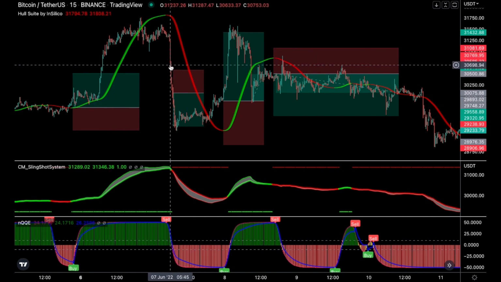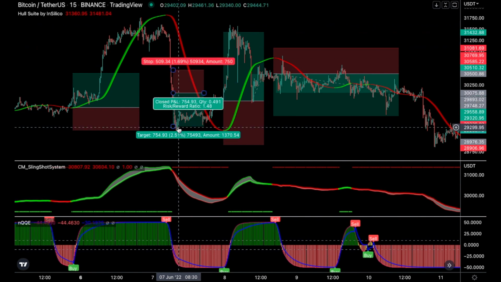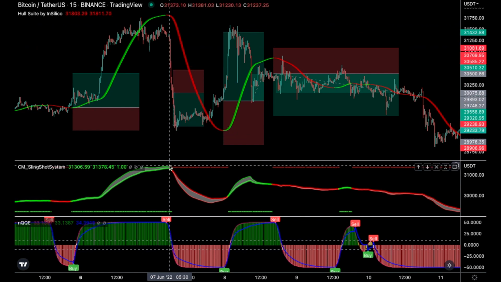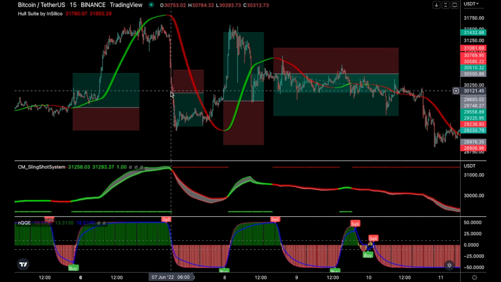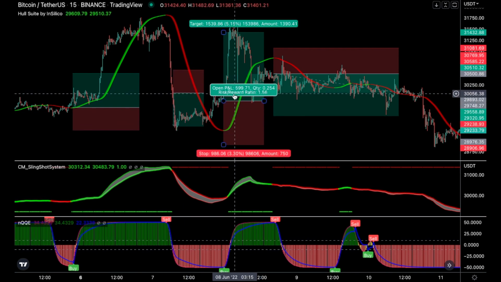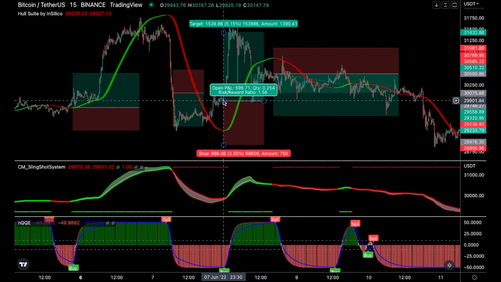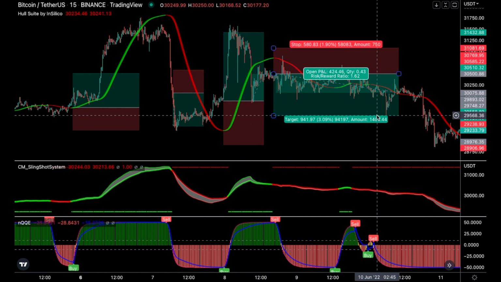We go short over here because the Hull Suite is in the sell zone, CM Slingshot system is also in the sell zone, and normalized QQE indicator is also in the sell zone. We sell over here and our target is attained. Similarly, we go long over here, our target is attained. We go short over here, our target is attained.